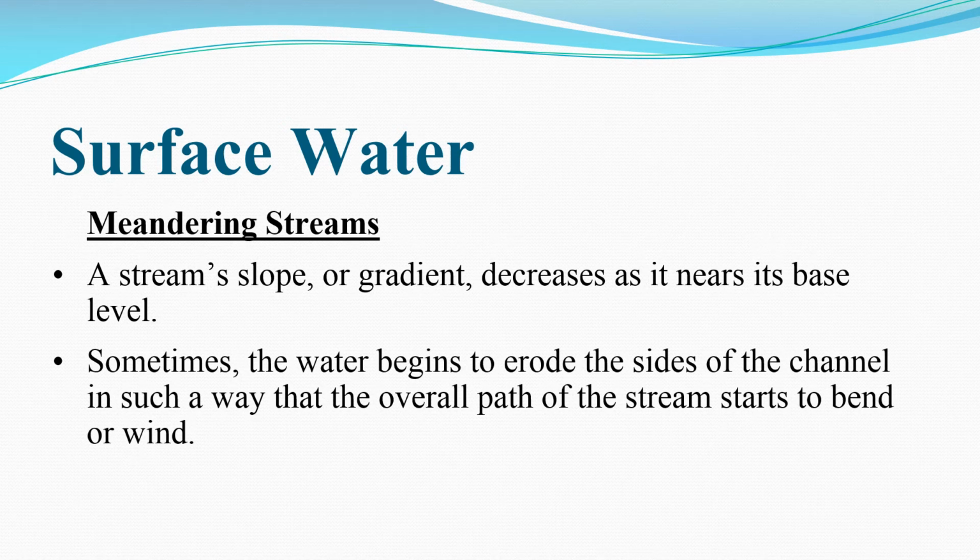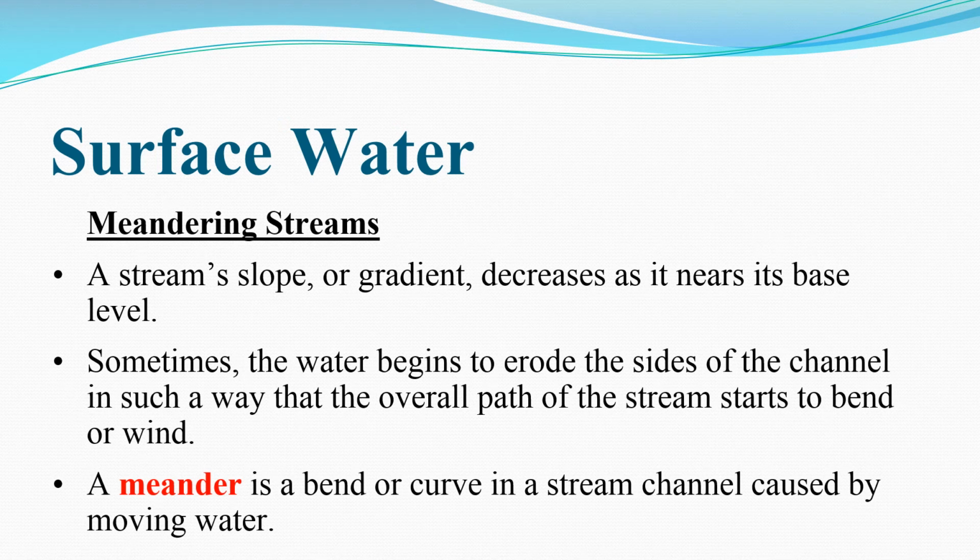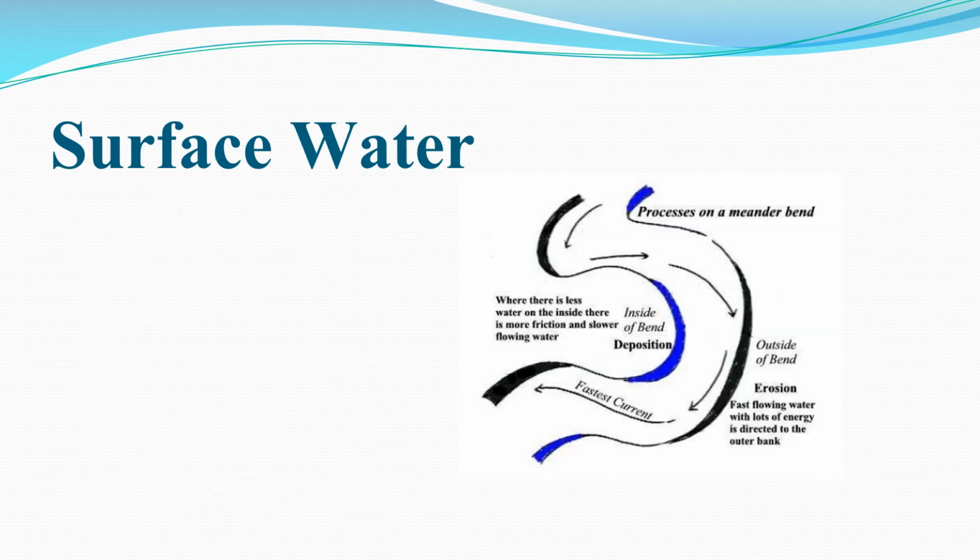So meandering streams, as we mentioned earlier, are caused by an older or mature stream. This is where the slope decreases as it gets near the base level. Sometimes the water begins to erode the sides of the channel in such a way that the overall path of the stream begins to bend or wind. So basically, the meander is the bending or the curve in the stream channel caused by the moving water. You don't really see a lot of streams that are straight. Everything has some type of curves. This is caused because of meanders.